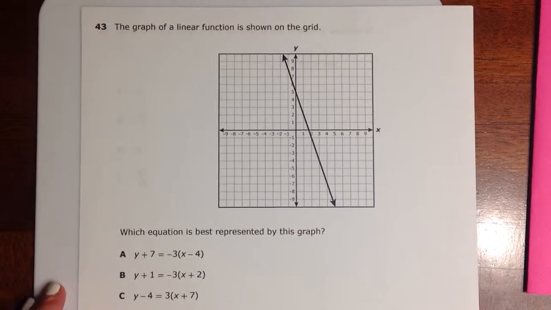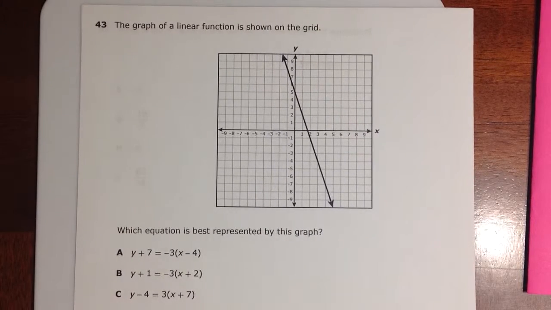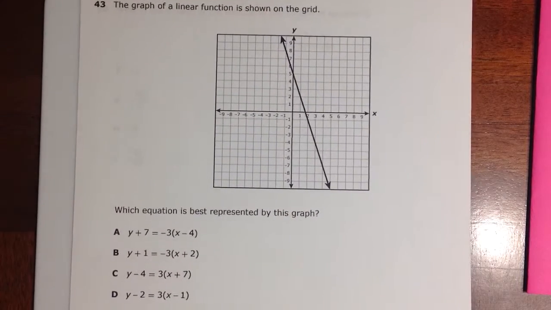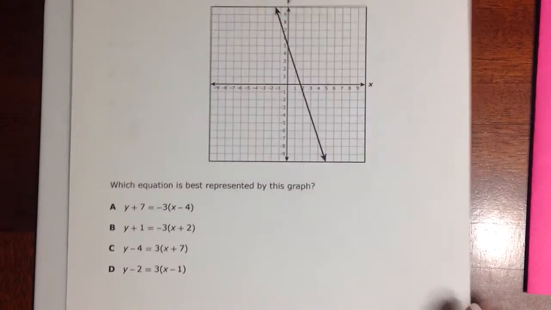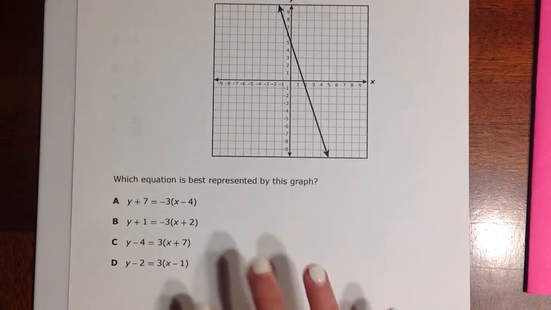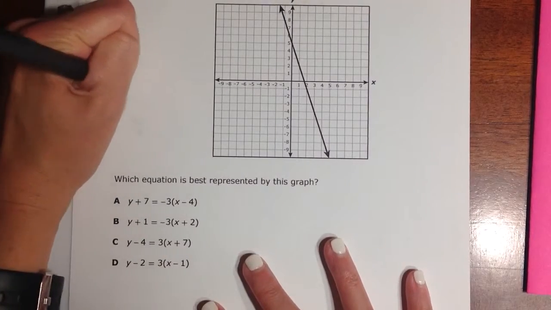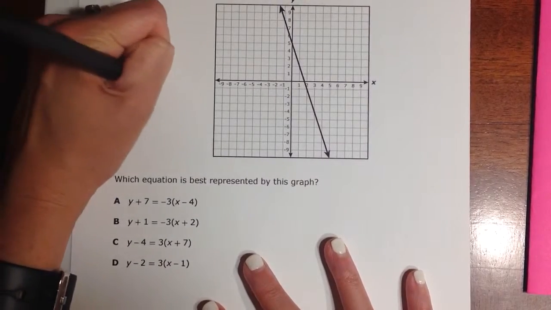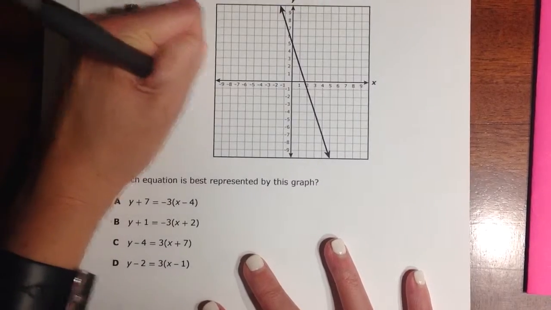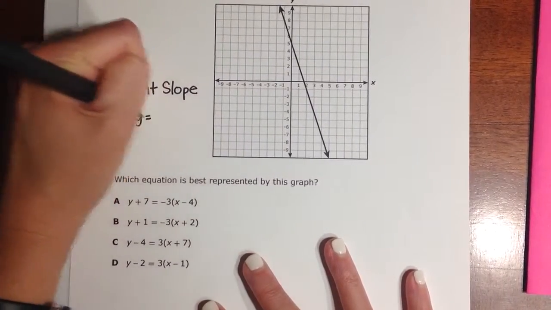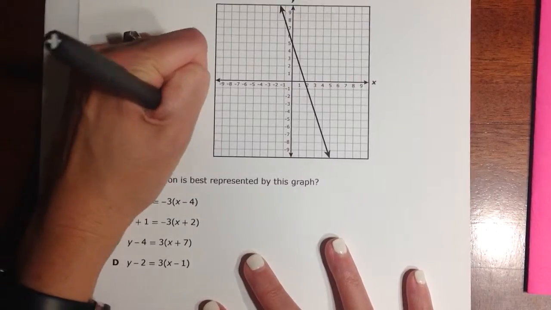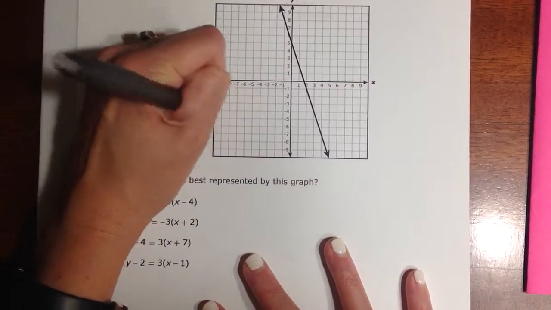All right, question 43 from the benchmark. The graph of a linear function is shown on the grid. Which equation is best represented by this graph? Okay, so there's several ways that you can work this, but if you recognize that you have this in point slope format, you know that it's going to be y minus y, which is equal to m parentheses x minus x.